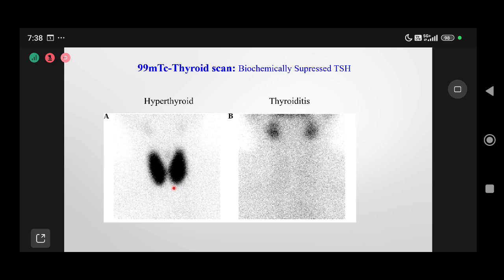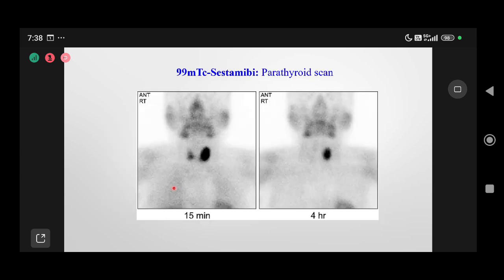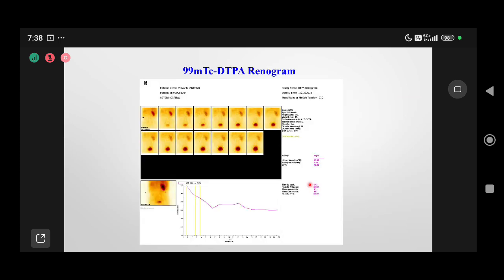This is the sestamibi scan image, which is done to look for parathyroid adenomas. We can see here the sestamibi is injected and continuous imaging is taken from 15 minutes up to 3-4 hours based on the requirement. The parathyroid adenomas localize the sestamibi because of the high oxyphil cells in them.